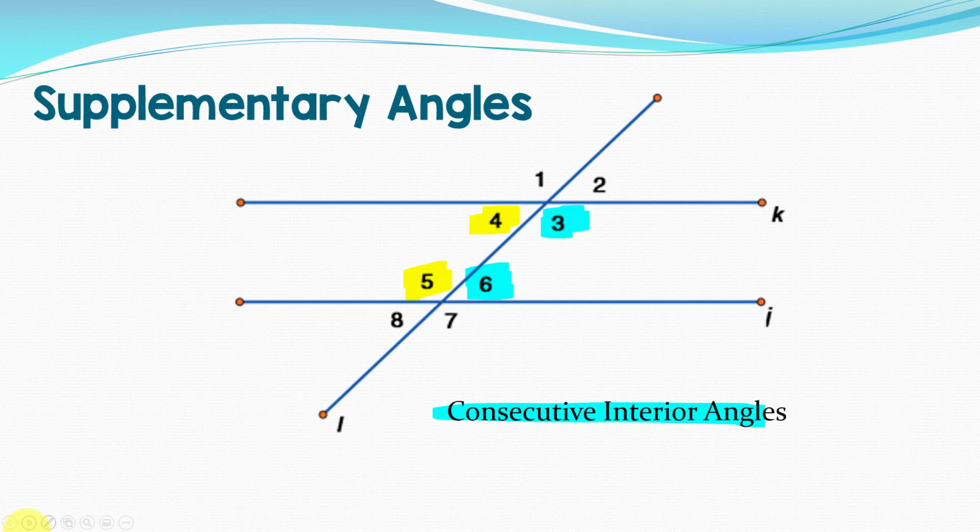Then your supplementary angles. The only ones out of all of these that are supplementary is your consecutive interior or same side interior. So 3 and 6 would add up to 180, and 4 and 5 would add up to 180.